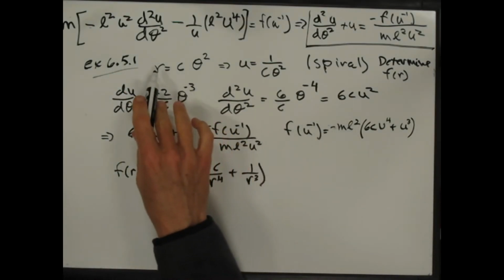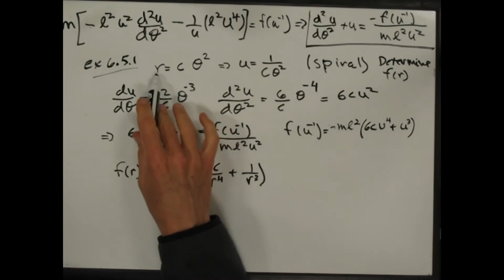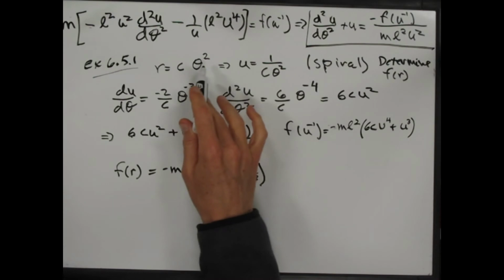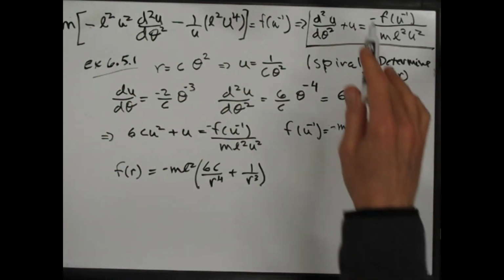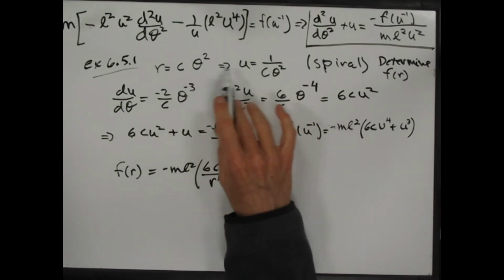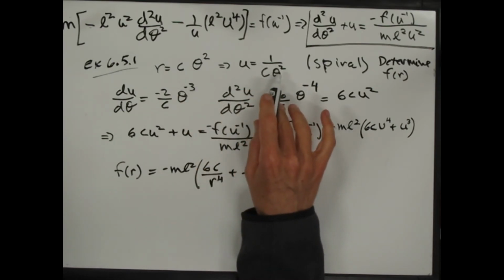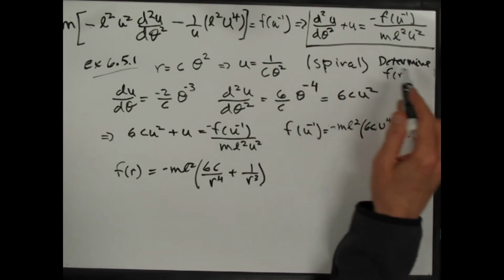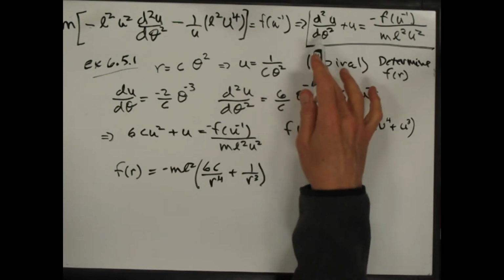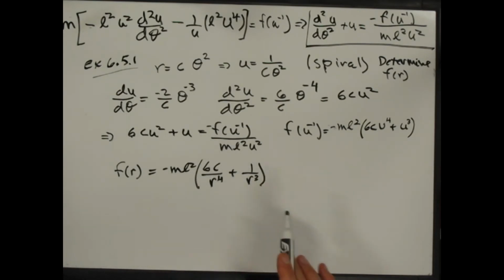In this example, they say, look, the radius is related to the angle by this formula. C is a constant, and so r is equal to c theta squared. And so this is an outward spiral. As theta increases, r goes as the square root of theta, and so it spirals outward. And so we can rearrange this to give u instead of r, and since r is just 1 over u, u is just 1 over c theta squared. And what they're asking us is to use this to determine f of r, right? So we can take the second derivative of u with respect to theta, add u to it, multiply it by this quantity, and get the force function. And so that's what we do here.